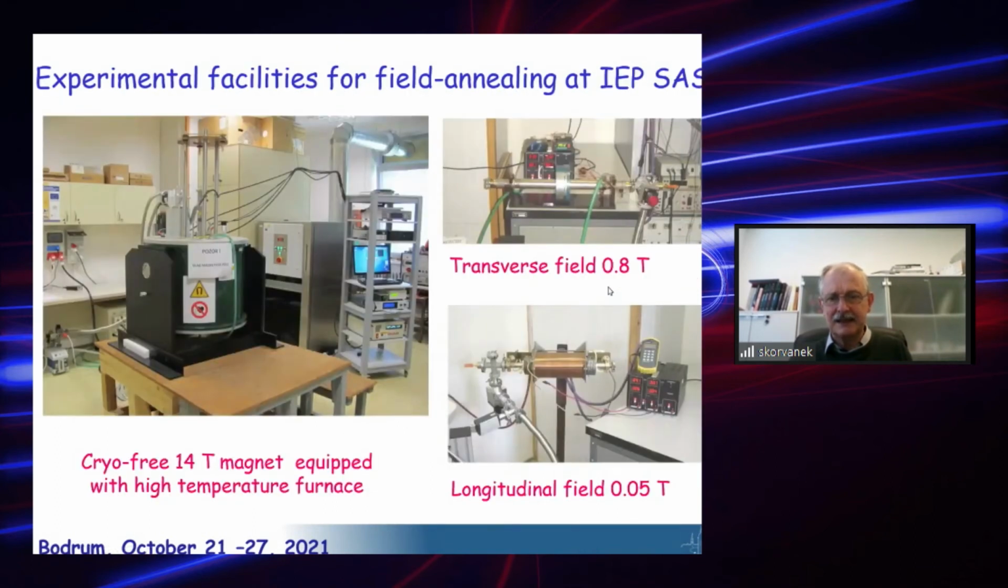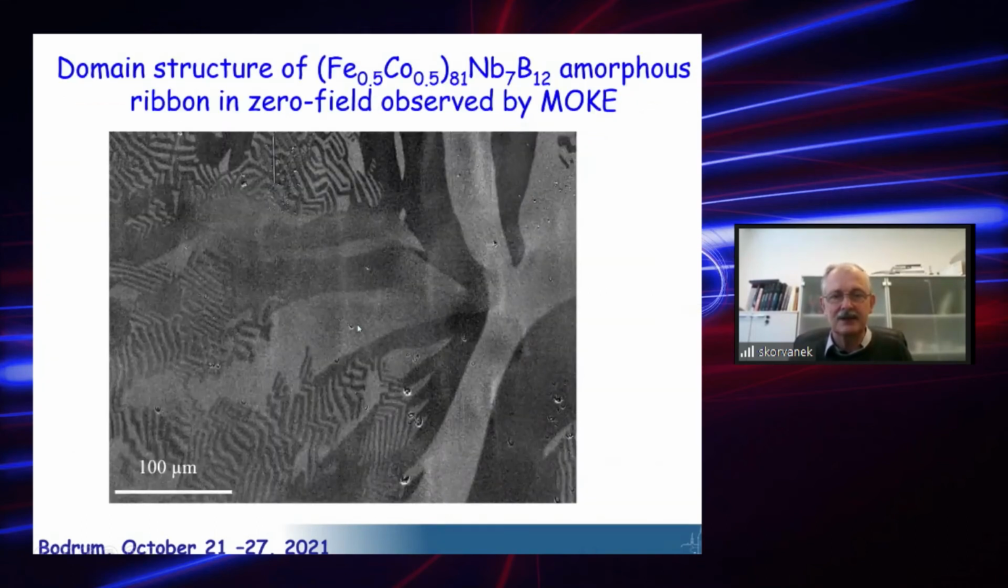And the last part of my talk, sorry, I will look how much time. Oh, okay, still some time. The last part will be devoted to tailoring of GMI characteristics by application of magnetic field during annealing, so-called field annealing treatment of materials. So here there are some facilities that we have in our lab. In the case of soft magnetic materials, in this case nanocrystalline and amorphous, it is sufficient to apply lower fields. I will show you why.